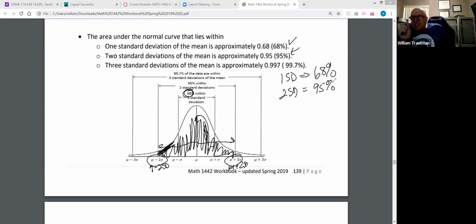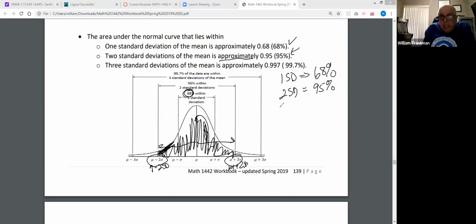By the way, it's a little bit more, 95.12 or something like that, but when we look at this, we round it, we just say, oh, it's 95%. This is the only time when we're saying approximately. That's why they say approximately. We're going to go to exact later on in this section.